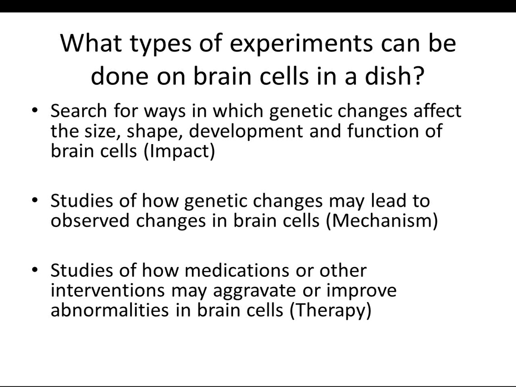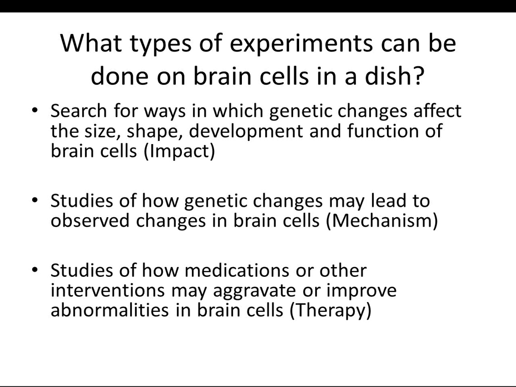Once you see differences like this, and people have been successful in seeing them in many conditions so far, you can ask, how is it they're happening? How does a genetic change in a condition like Rett syndrome or Phelan-McDermid syndrome lead to the changes we see in the cells? What is the mechanism of the disease at the cellular level?